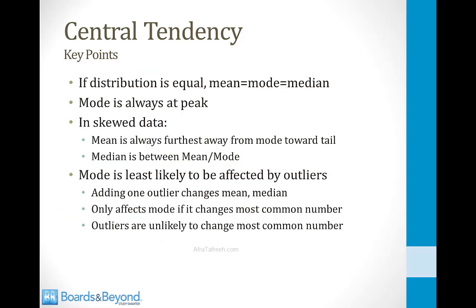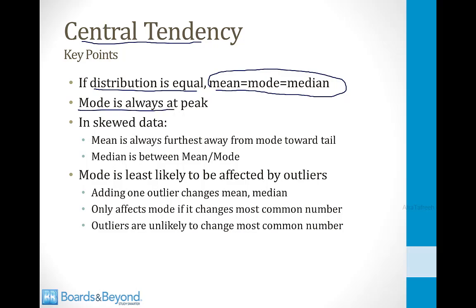So a couple of key points to remember on these measures of central tendency. If the distribution is equal, if it's normally distributed, then the mean, mode, and median are all equal to one another. Remember that the mode is always at the peak, and then in skewed data sets, remember that the mean is furthest away from the mode toward the tail and the median is in the middle. And then a final point, and something that's very high yield to know for your exams, is that the mode is the least likely to be affected by outliers.